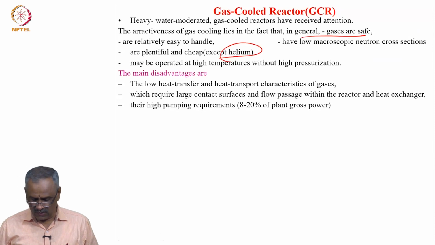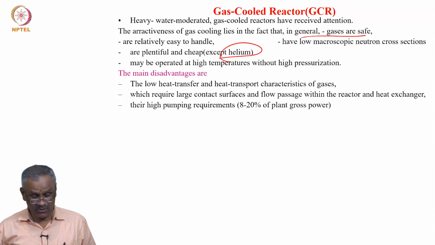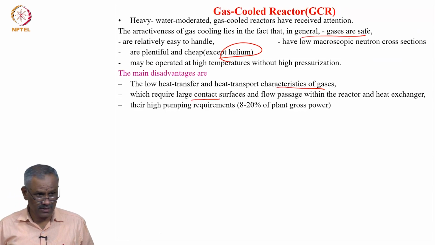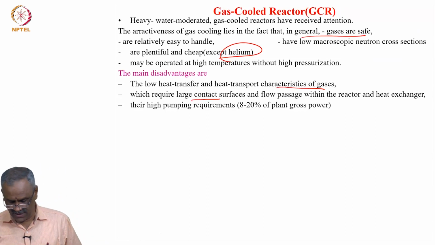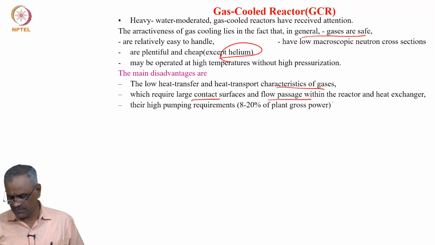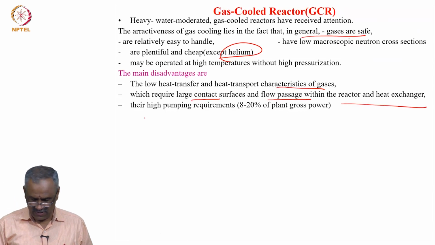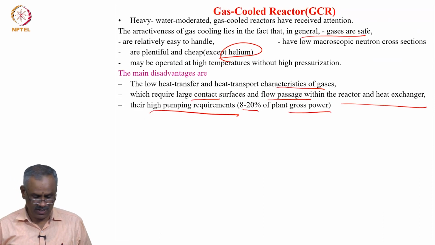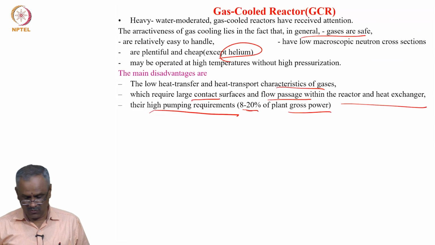But disadvantages include low heat transfer, because gas as compared to liquid has a low heat transfer coefficient, and heat transport characteristics are lower for this, and of course, it requires a large contact surface because of low specific heat capacities. So, the flow passage within the reactor and heat exchanger are important here. It is also a high pumping requirement, because you are compressing and sending the gas. So, 8 to 20% of the parasitic power is required for pumping it, up to 20% for pumping the gas.